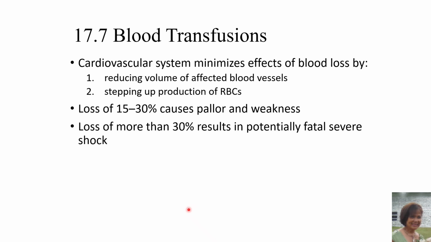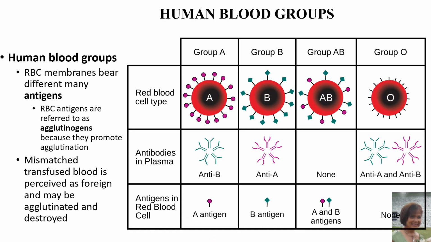Loss of about 15 to 30% can cause pallor and weakness. Loss of more than 30% can result in potentially fatal severe shock. So, when you need blood, you have to receive blood. But in order for us to receive blood, we have to understand that each of us has a different blood type. Humans have different blood groups.